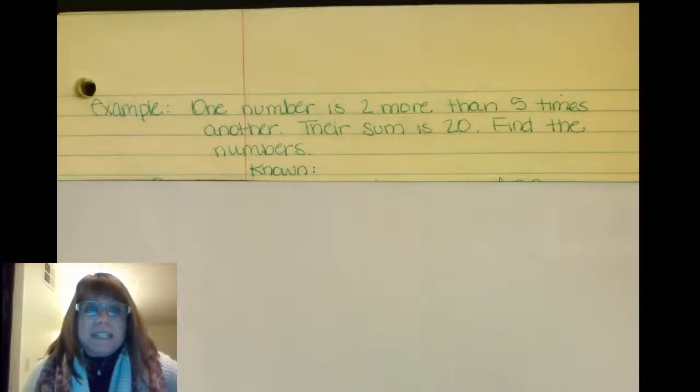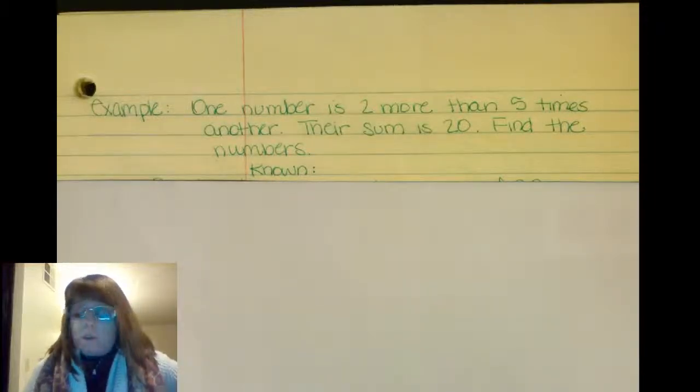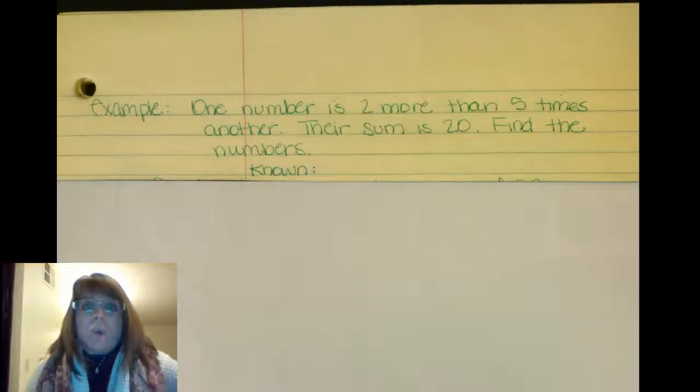Let's work through a problem step by step. So each one of the 6 steps. One number is 2 more than 5 times another. Their sum is 20. Find the numbers.